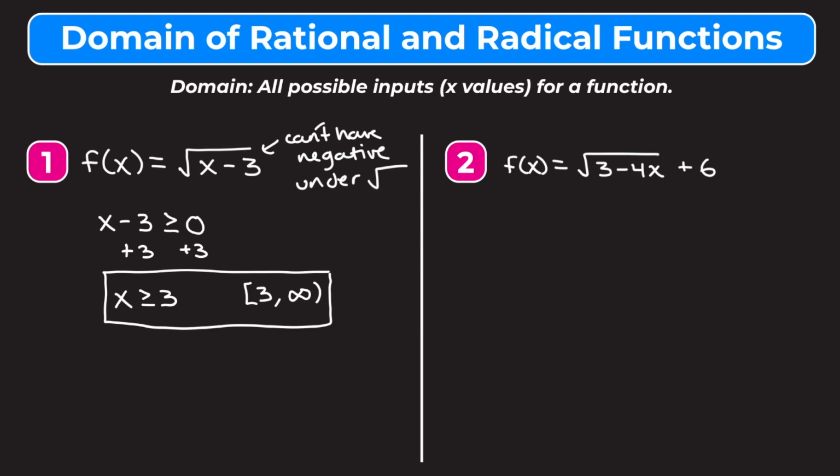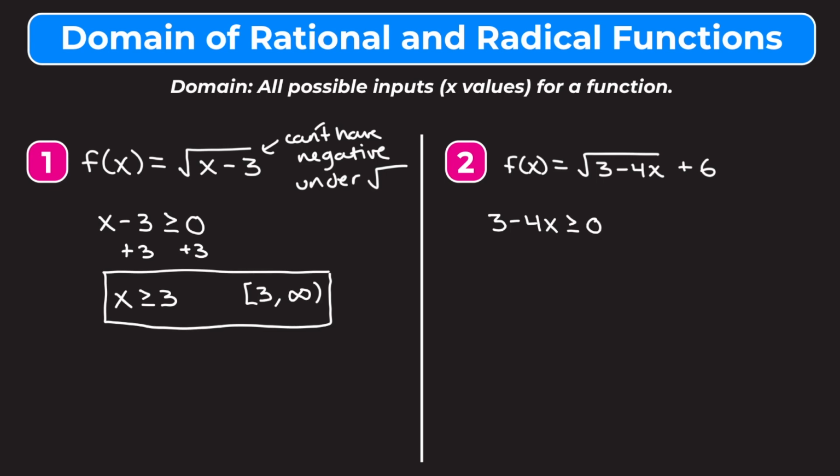So taking a look at example 2, this time we have f of x is equal to the square root of 3 minus 4x, plus 6. So this time we have something added outside of the square root. This doesn't affect our domain. Our domain is only affected by the terms underneath our square root because we can't put a negative under the square root. So we're going to do the same thing. We're going to take what's underneath our square root and say this cannot be negative. It has to be greater than or equal to 0.